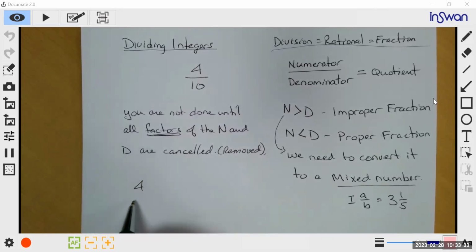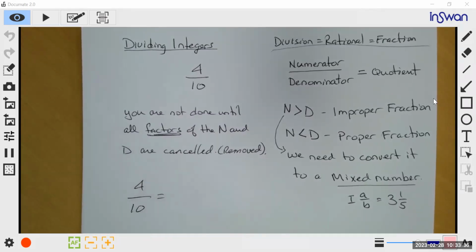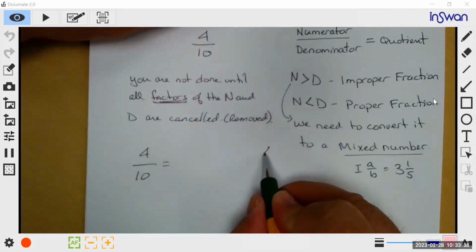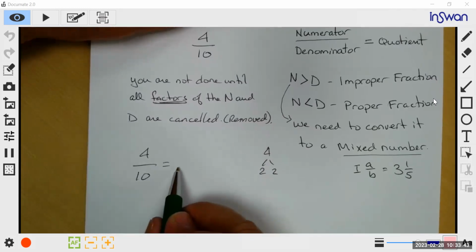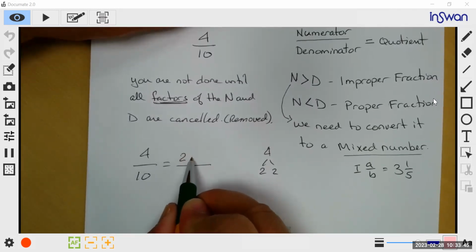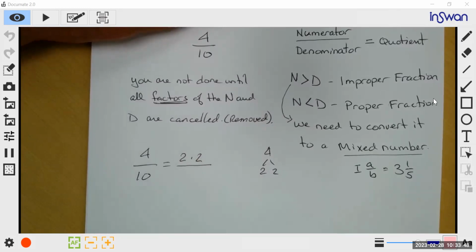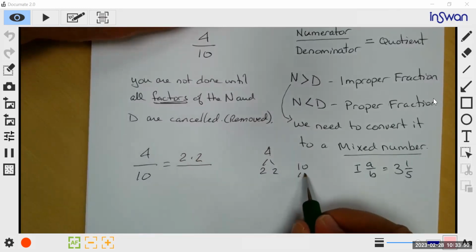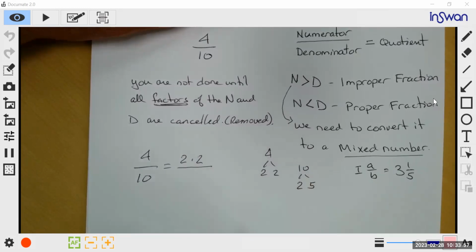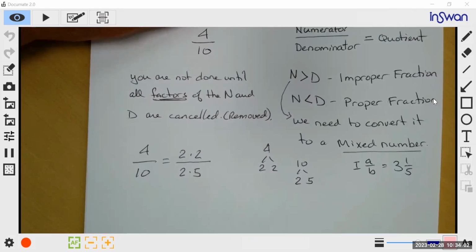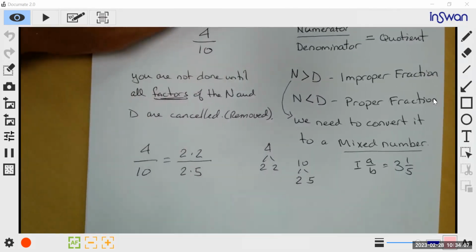So we have, let's look at this. We have 4 over 10. What is 4 made up of? 2 times 2, right? So the factors of 4 are 2 times 2. What are the factors of 10? Two times 5. These are also called prime factors. You can't go any further with them.